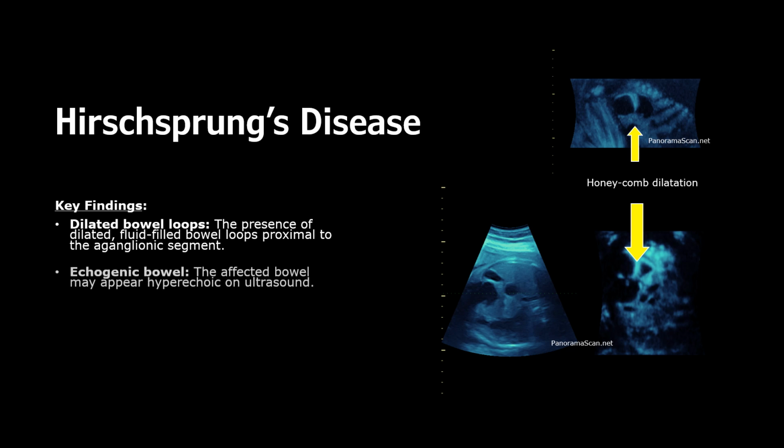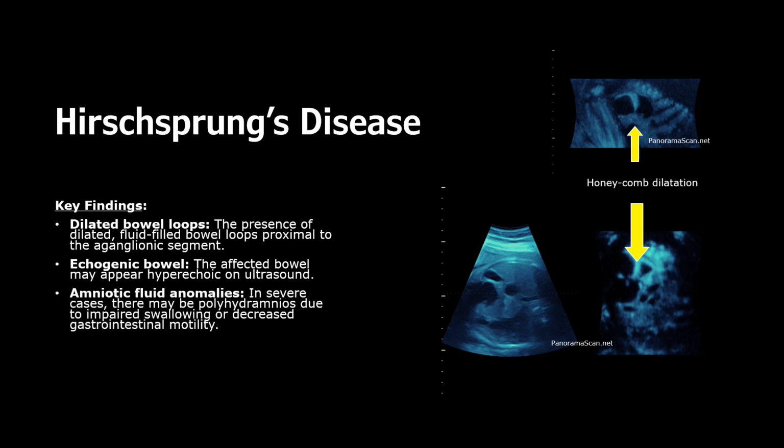Another common finding is echogenic bowel. The affected bowel may appear hyperechogenic, which means brighter in the reflectivity of the ultrasound waves, due to the presence of undigested materials or changes in bowel motility. In more severe cases, amniotic fluid anomalies can be observed, such as polyhydramnios. This is an excess of amniotic fluid, which may be caused by impaired swallowing or decreased gastrointestinal motility. It's most probably late-onset polyhydramnios.